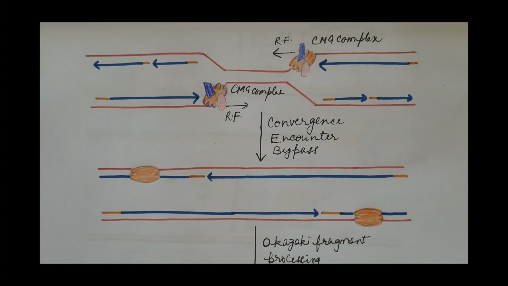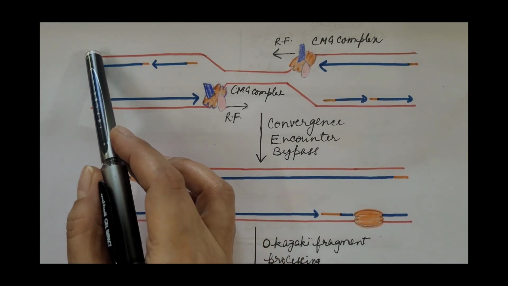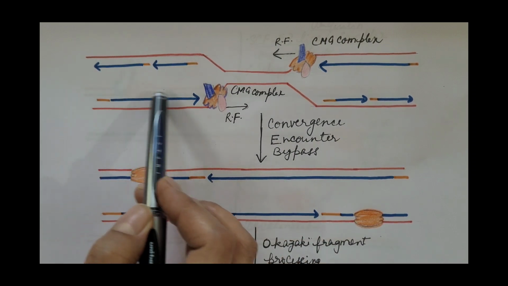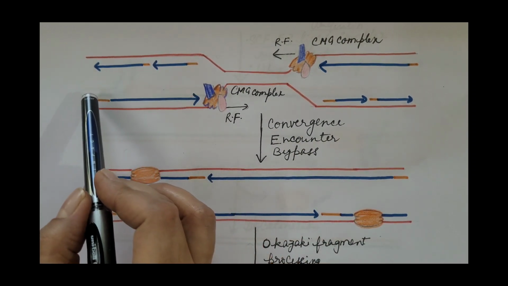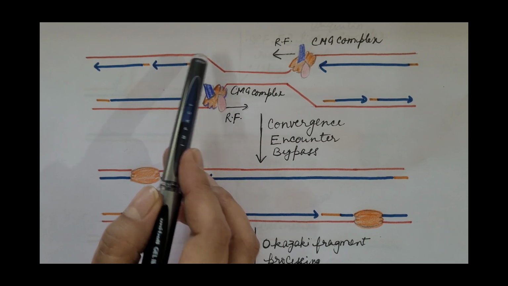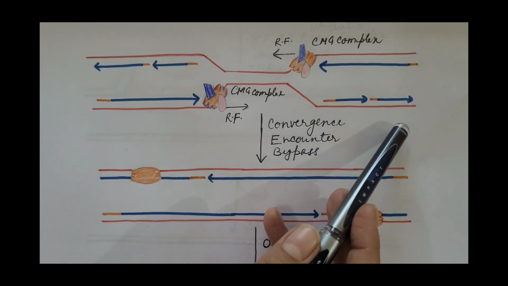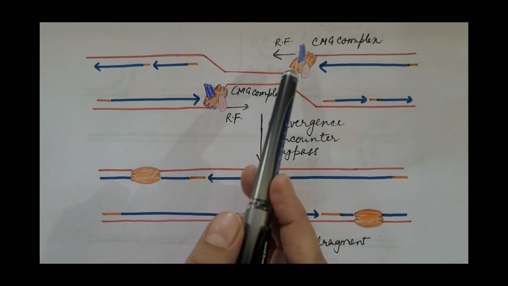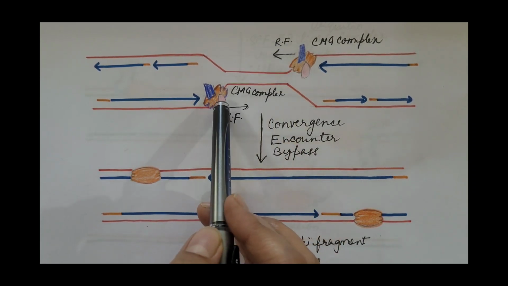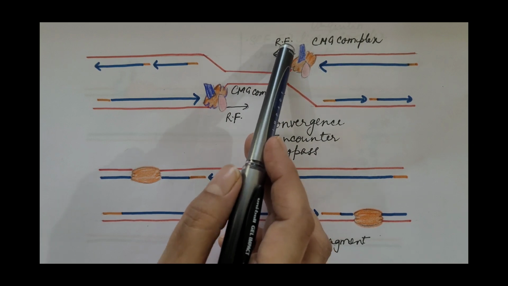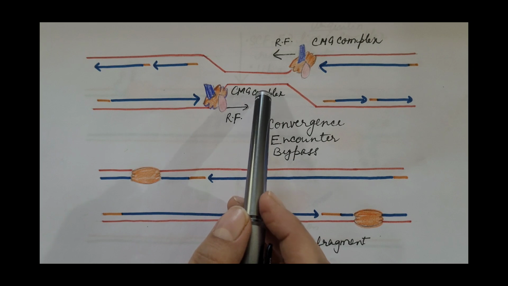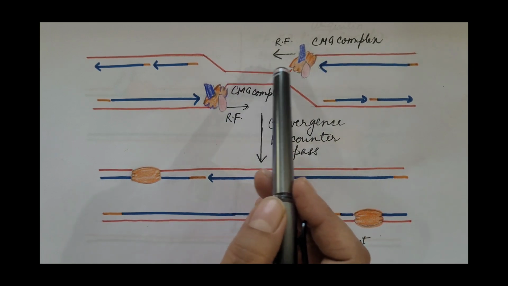Now let us understand this with the help of the following diagram. Strands in red color are parental strands and those in blue color are the newly synthesized strands. Stretches shown by orange color are RNA primer. This is the CMG complex. During termination, what happens? The two replication forks move towards each other. The arrow represents the direction of the movement of the replication fork. That is, these converge on each other.